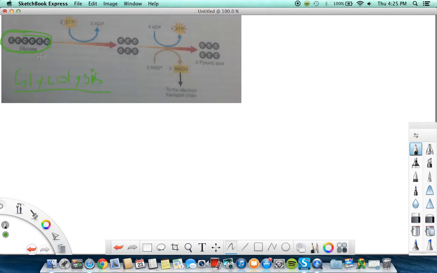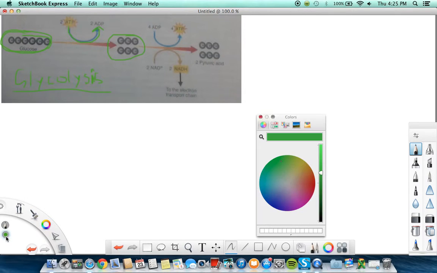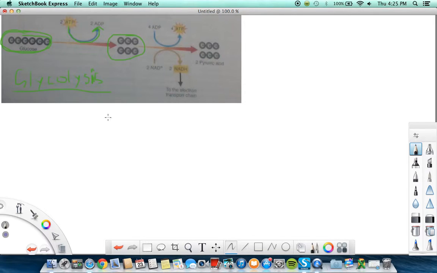Glycolysis needs some energy to get started, so they get a gain of 2 ATP. The 2 ATPs give the energy for the glucose to break down into these 2 pyruvic acids. This is a 2 pyruvic acid right here. Let me change colors. So it's basically this pyruvic acid over here.